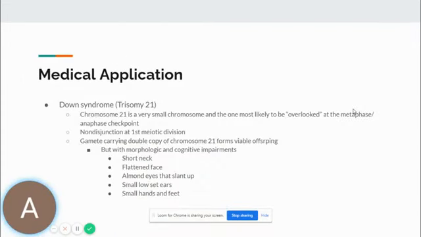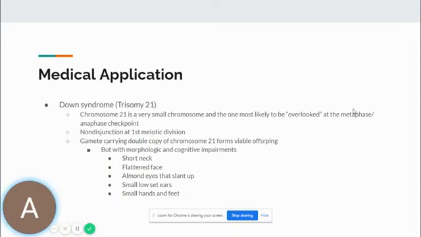Remember, all our cells are supposed to be diploid, only 2 copies of each chromosome. But in Down syndrome or trisomy 21, because the chromosome 21 is very small and one of the most likely to be overlooked at metaphase, anaphase checkpoint, there could be non-disjunction. So remember, in meiosis, nagkakaroon ng synapses, no? Dumidikit. Minsan, hindi natatanggal, so nagkakaroon ng non-disjunction. So, it can lead to trisomy 21.